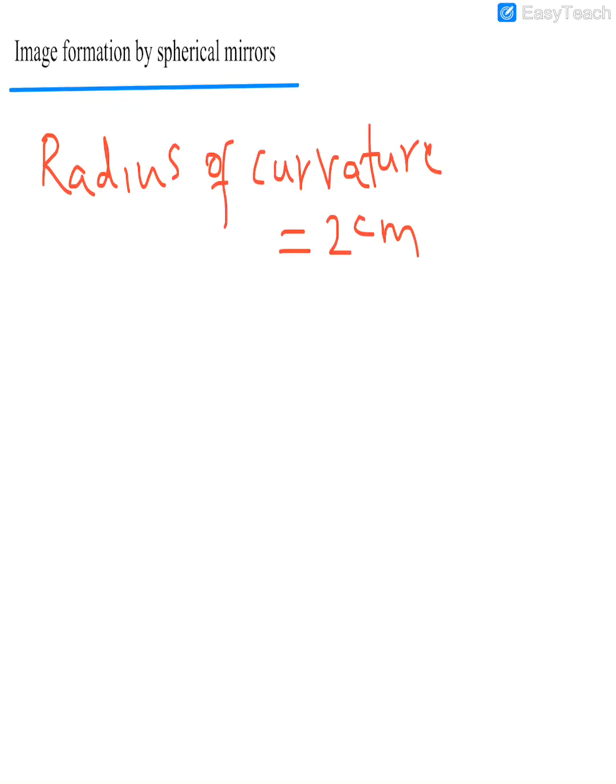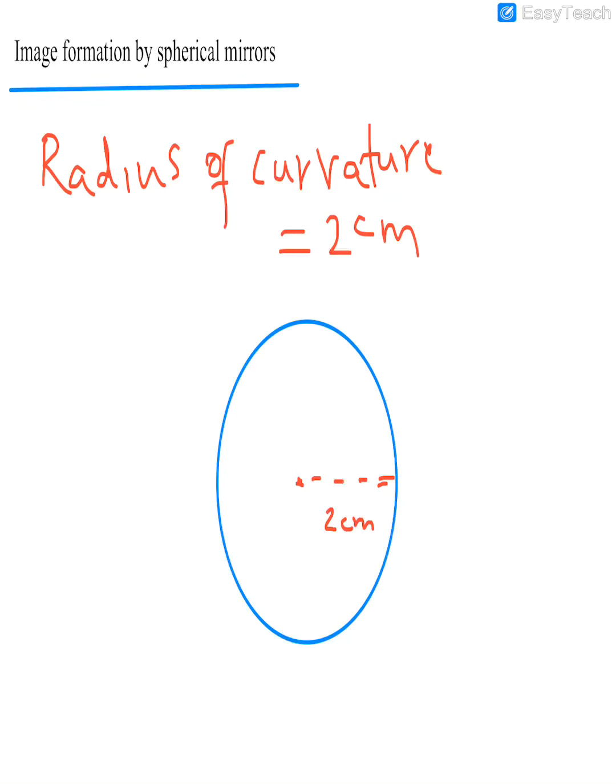So now next thing is, since you set the radius of curvature, now draw a circle with radius 2 centimeter. Okay, so I am drawing a circle, let it be 2 centimeter. Now its radius is 2 centimeter. So this is the center. From center it is 2 centimeter. Okay, so radius of curvature is denoted by r. So r is equal to 2 centimeter.